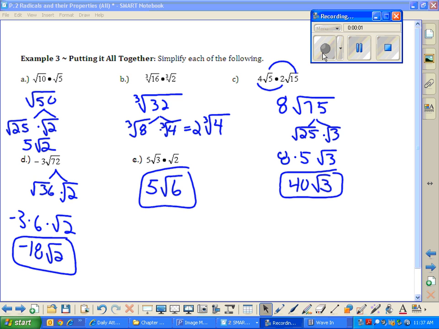Finishing up our study of just a couple of properties of radicals today, and to start off, just taking a second to check over example 3. It was the conclusion to yesterday's lesson. It's the warm-up for today's lesson, and I'm giving you a second to check it. Does anybody have any questions about what they did?